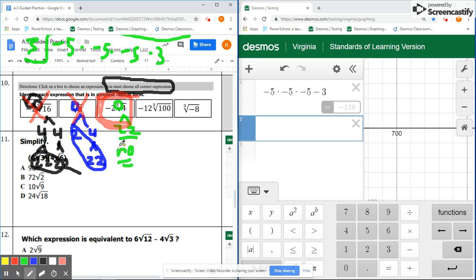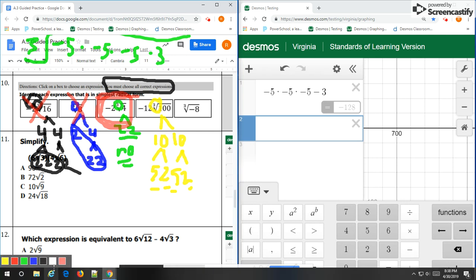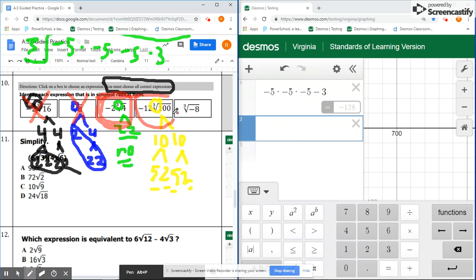The fourth choice here. Let's see if yellow works. We have 100. We break 100 down into 10 and 10. 10 goes into 5 and 2. And this 10 goes into 5 and 2. Okay, this is a cube root. So we're looking for groups of 3. There are no groups of 3 here. We have groups of 2. We have 2 5s and 2 2s. But we're not looking for groups of 2. We're looking for groups of 3. So this is in simplest radical form. This is an answer choice. Okay.